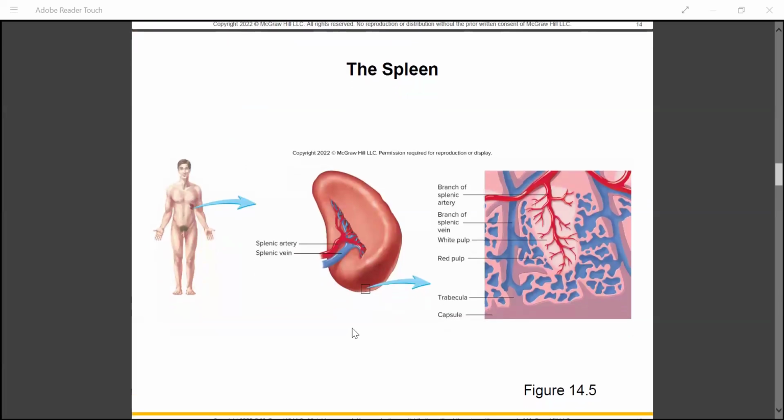And so this is the spleen here. We're not going to go super into detail on the structure here. Just know it has a white pulp that contains a majority of our white blood cells, and then we have a red pulp where a lot of our actual blood is flowing through.